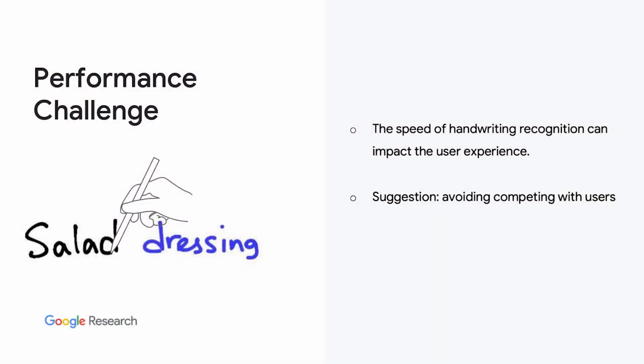Our recognition algorithms usually take less than a second on the tablet. However, the user can write much faster. To address this challenge, we suggest avoiding competing with the user. For example, the current auto-completion feature only suggests 1 word, and the user could easily write out the word while waiting for the suggestion. Instead, we can provide longer suggestions, such as a sentence, to offer more benefits to the user.